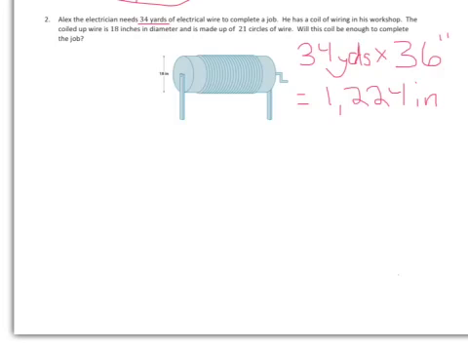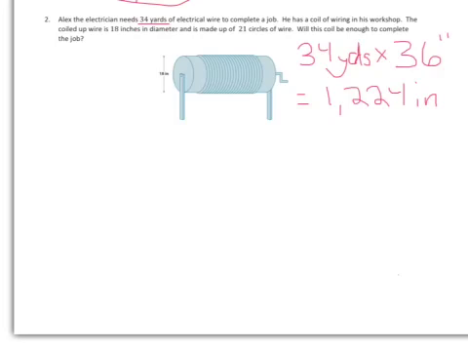Welcome back, class. This is the other problem that I thought was really difficult because there were a couple things going on in it. First, let me read the problem. Alex, the electrician, needs 34 yards of electrical wire to complete a job. He has a coil of wiring in his workshop. The coiled up wire is 18 inches in diameter and is made up of 21 circles of wire. Will this be enough to complete his job?